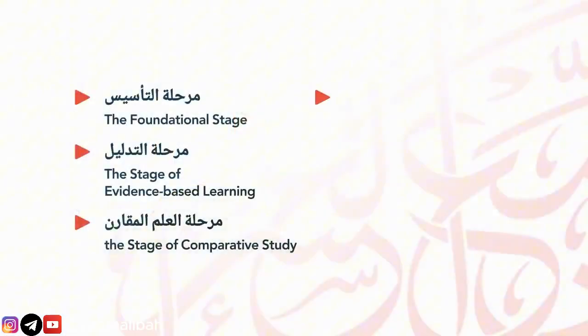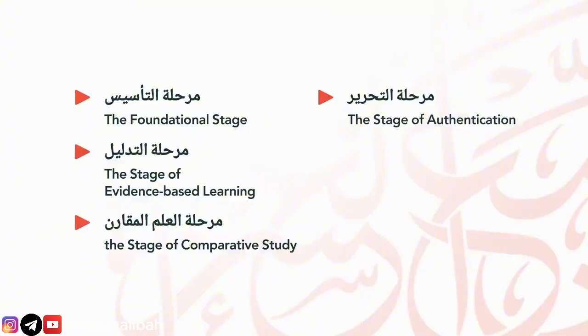First you have to do marhalatul ta'sis, and then marhalatul tadleel, and then marhalatul ilm al-muqaran. And then you jump to the fourth stage, which is at-tahrir. At-tahrir means the two opinions that you looked at, you're now going to strengthen one opinion from the other. You've reached that level. You have ulumul ala. You have the instrumental knowledge that is required.